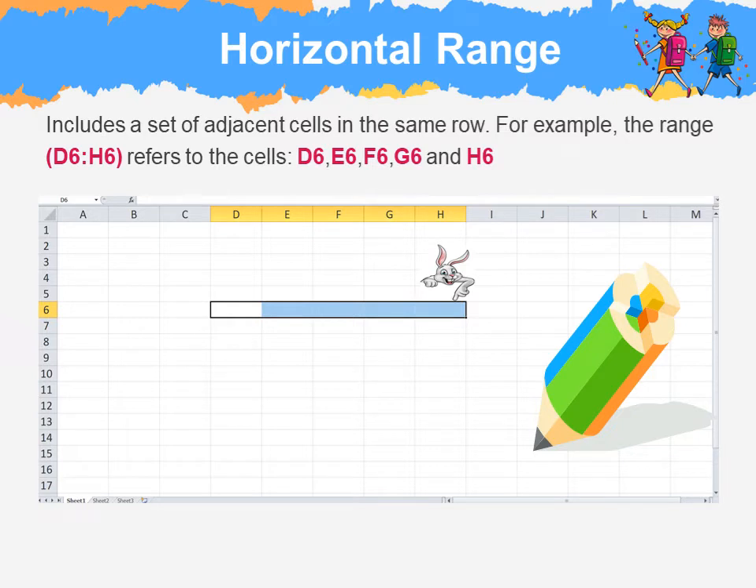The horizontal range includes a set of adjacent cells in the same row. For example, the range D6 to H6 refers to the cells D6, E6, F6, G6, and H6. So it's a horizontal range. Look here: we didn't change the row, we are in the same row, but the column changed. It's a list of adjacent columns in the same row.